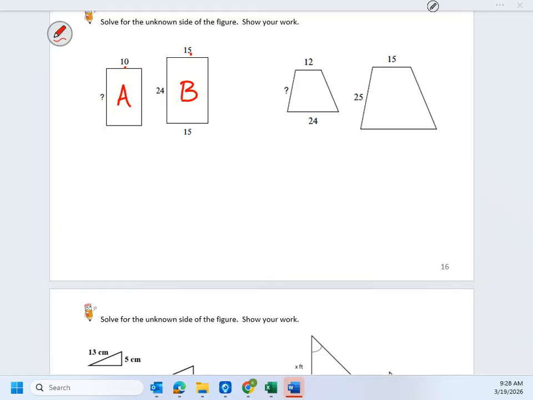So if I'm going to do that first method, long A over the long B. My long A is my question mark. My long B is 24. Then I have short A is 10 over short B is 15.